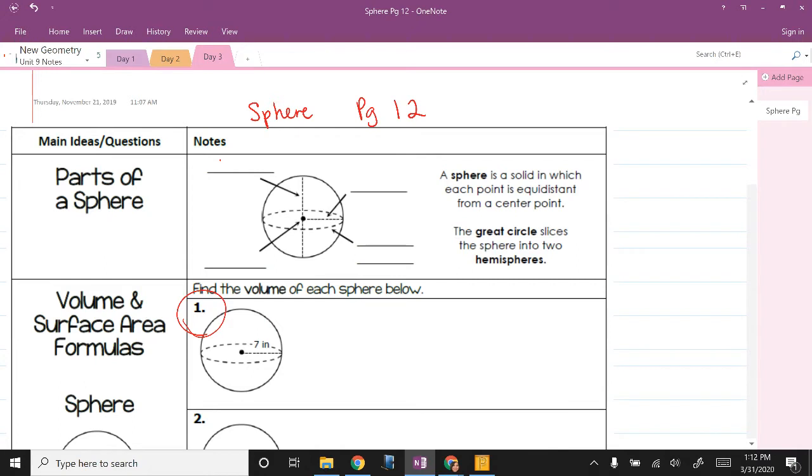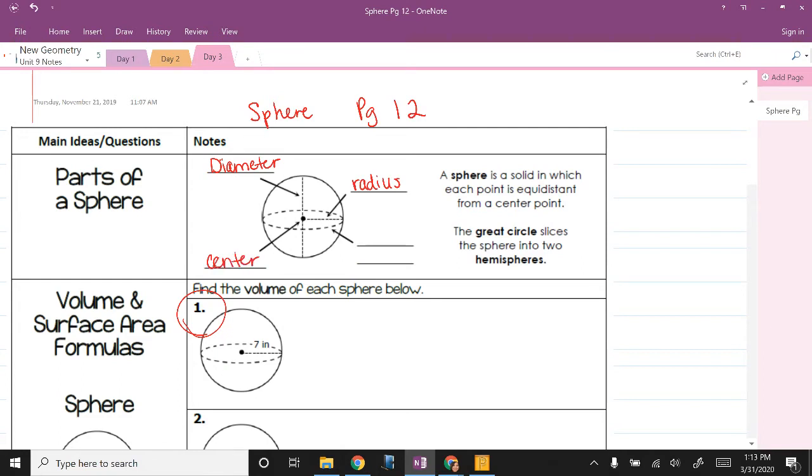Okay, so let's just label the parts of the sphere. The first one, a diameter, is this line right here that goes all the way from one end to the other. It goes through the center. So it's very much like a diameter of a circle. A radius is this little distance right here between the edge of the sphere to the center. So we already know that a radius is half a diameter. Okay, so this point right here in the middle is obviously called the center.